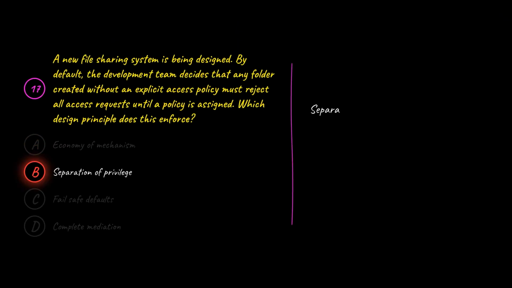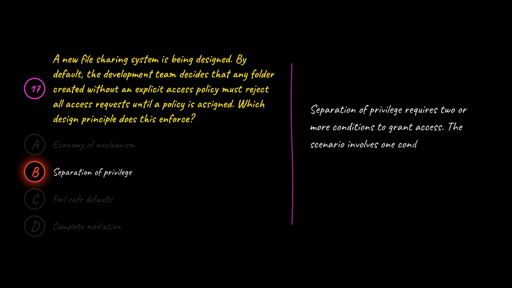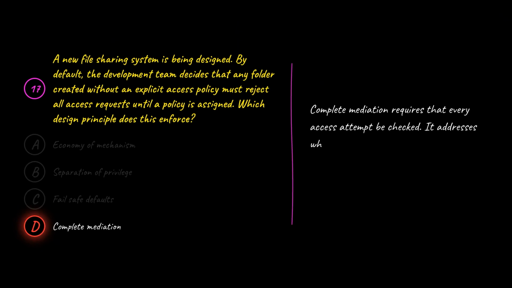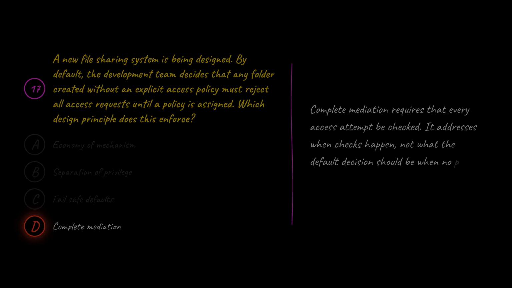B is wrong because separation of privilege requires 2 or more conditions to grant access. The scenario involves one condition, the absence of a policy, not multiple required checks. D is wrong because complete mediation requires that every access attempt be checked. It addresses when checks happen, not what the default decision should be when no policy exists. Fail-safe defaults is the principle that any system should deny access whenever permissions or rules are unclear or missing.